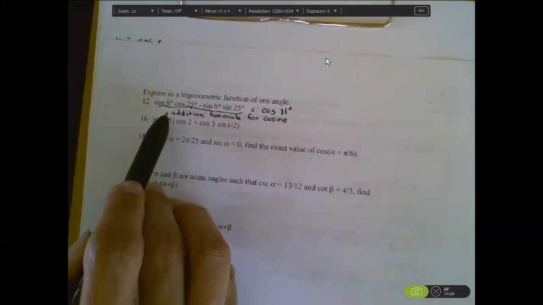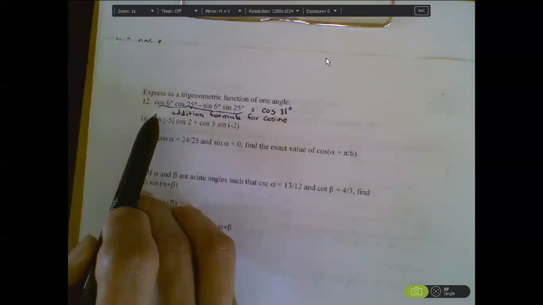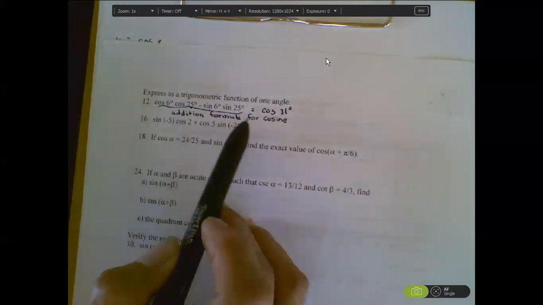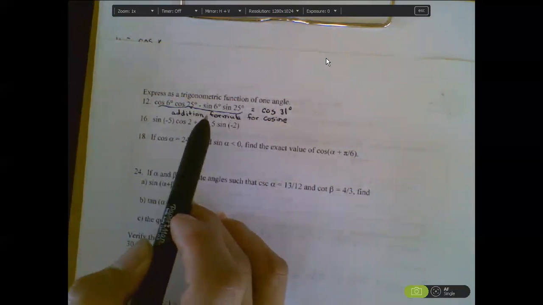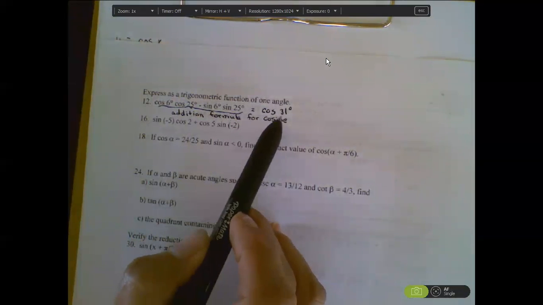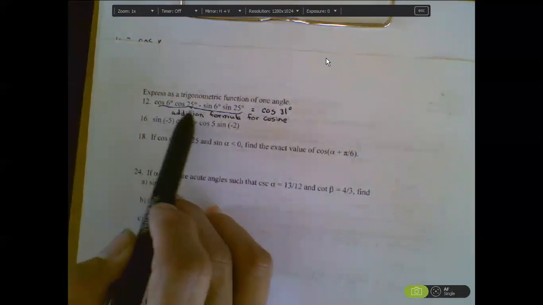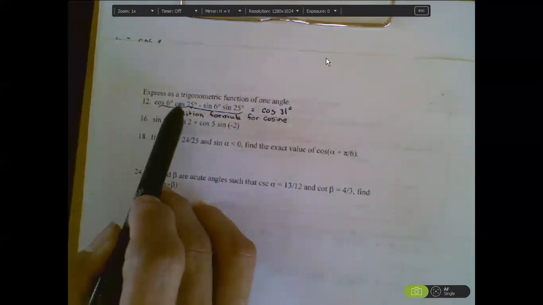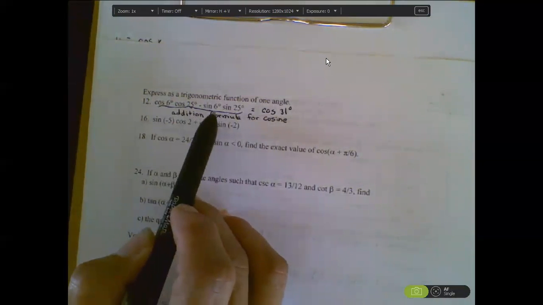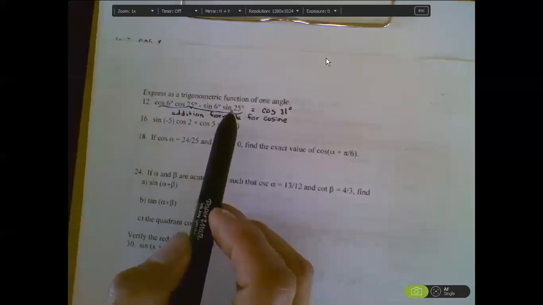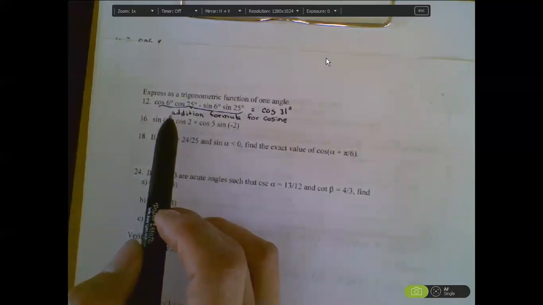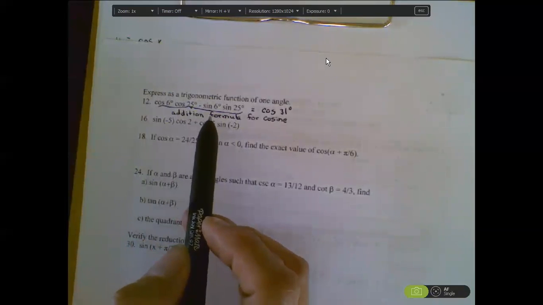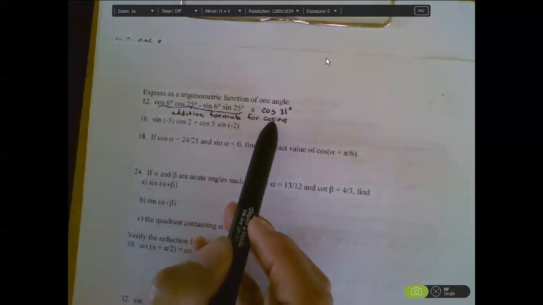Now, I cannot justify as well the purpose of doing this, because if we were trying to find the exact value for cosine of 31 degrees, this wouldn't be helpful because we don't have exact values for a 6-degree angle or a 25-degree angle. But if I have my formulas in front of me, I can recognize that's the addition formula, and so that's cosine of 6 degrees plus 25 degrees.